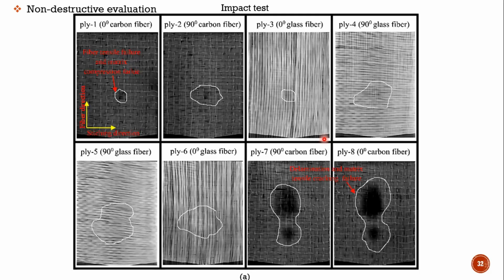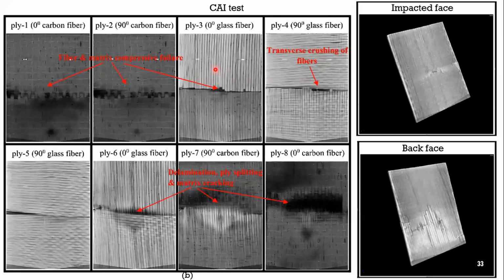This is a different problem, where we had glass fibers as well. We had different orientations of fibers, 0, 90, minus 45, 45, and we could see those orientations in these X-ray scans, and then we get to know the different failure modes happening inside the material.